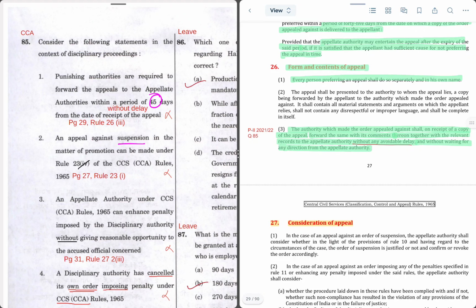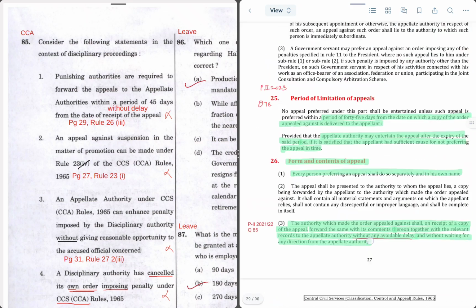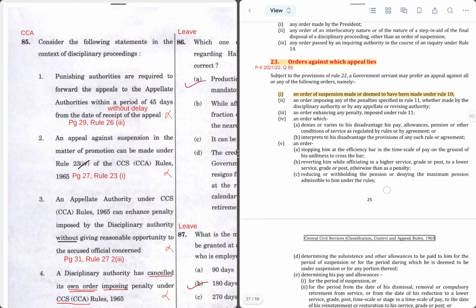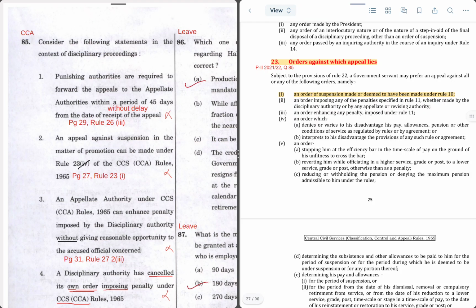Statement 2 says appeal against suspension in matter of promotion can be made under Rule 23(4) of CCA rules. So for that we'll refer to page number 27, Rule 23. So it says that an order of suspension made or deemed to have been made under Rule 10, 23(1) के केस में यहाँ पे अपील हो सकती है. So it is saying that subject to provisions of Rule 23, GS may prefer an appeal against all or any of the following orders. So it is 23(1). It is very factual, difficult है, but as per the rule it is wrong. It is 23(1), not 23(4).